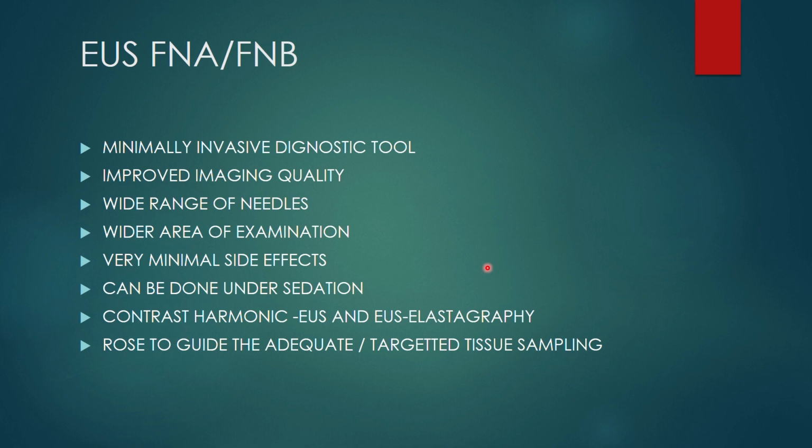And contrast harmonic EUS and EUS elastography are added into the new machines, which will aid in improving the accuracy of the sampling. And we always have ROSE, fortunately, in most of the units to guide adequate and targeted tissue sampling. So this is where we use FNAC, just to confirm that we are getting the sample from the targeted area before going on to take the FNB.